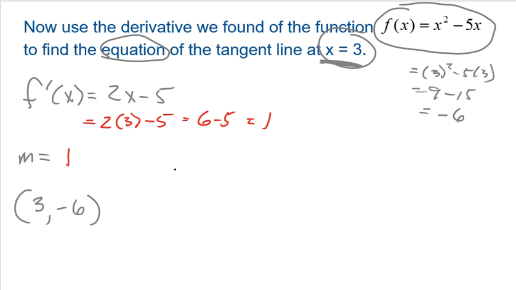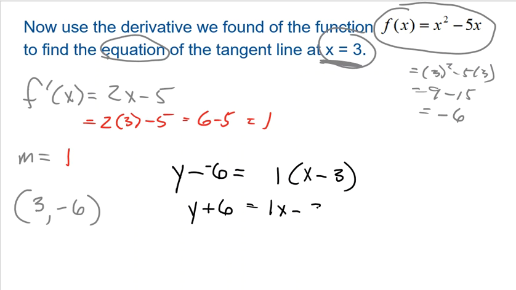I'm going to use point slope form here. So it's y minus the y coordinate of negative 6 equals the slope times x minus the x coordinate of 3. Please clean this up. That's going to be y plus 6 equals 1x minus 3. Could distribute the 1, and subtract the 6 over. I'm sorry, my fault. And I get y equals 1x minus 9. So there is my formula for the actual equation of the tangent line at x equals 3.